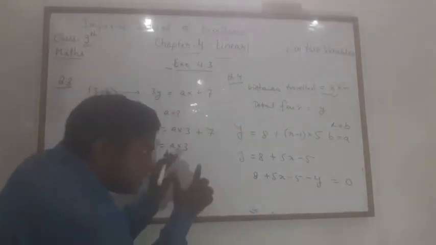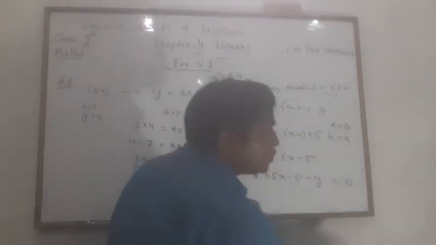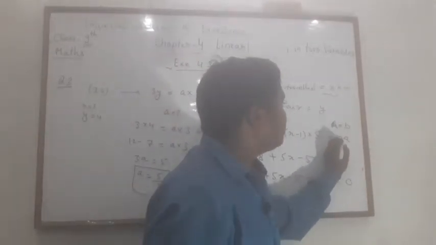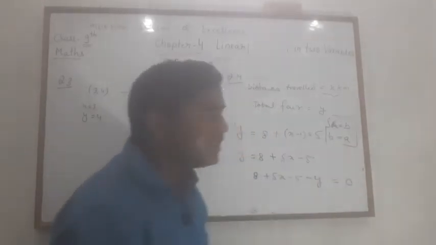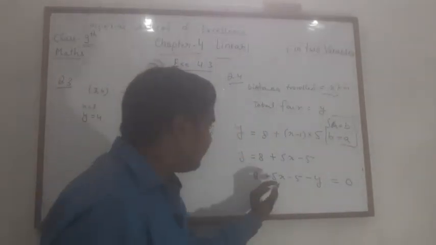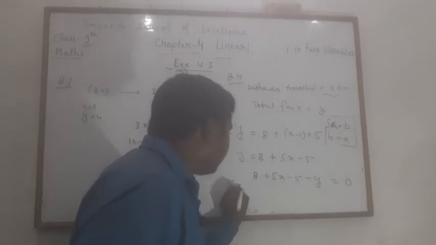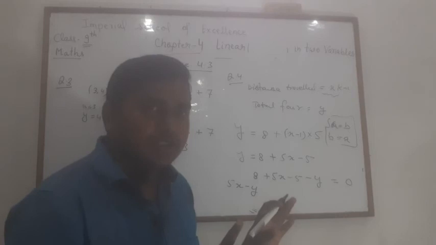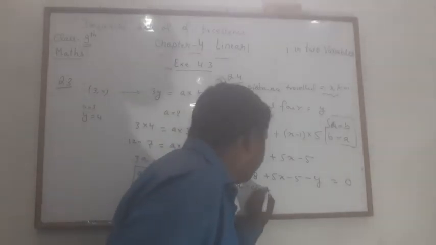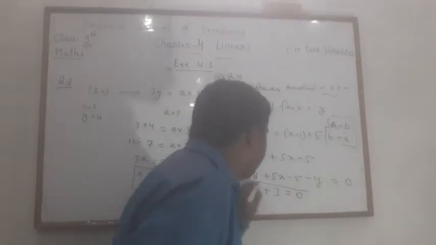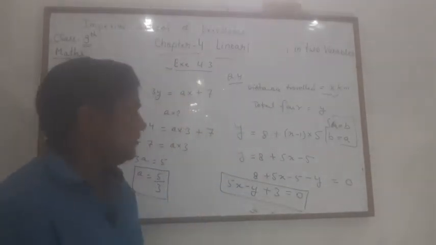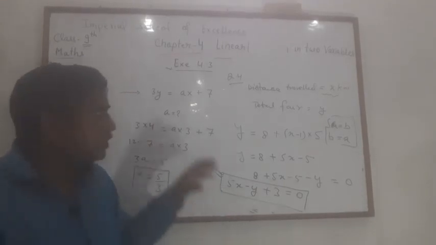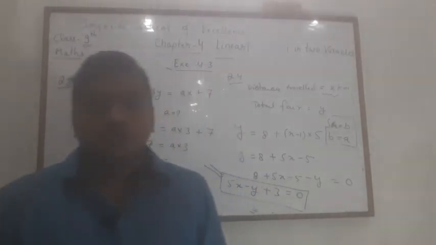What did we have now? 0 is equal to this much, so this much is equal to 0 can be written, exactly like when a equals b then b equals a holds, it is reversibility. So now see what happens here: this is 5x minus y, and here, 8 minus 5 leaves how much? It will be plus 3, so equal to 0, and this is the equation in 2 variables. This is the linear equation in 2 variables. Hope you are getting my point. So in this way you will do each and every question.